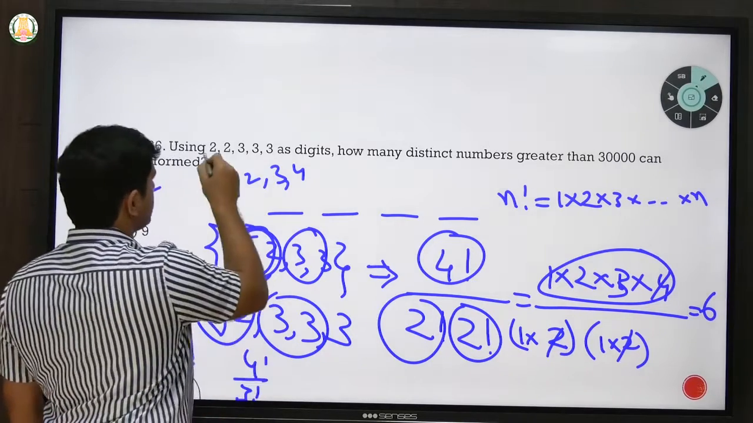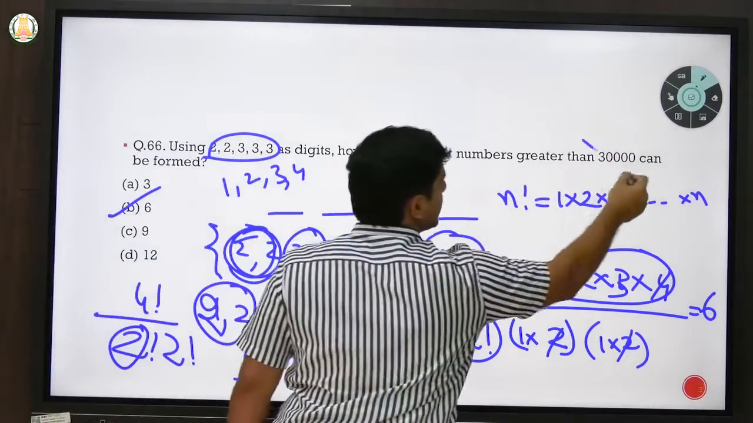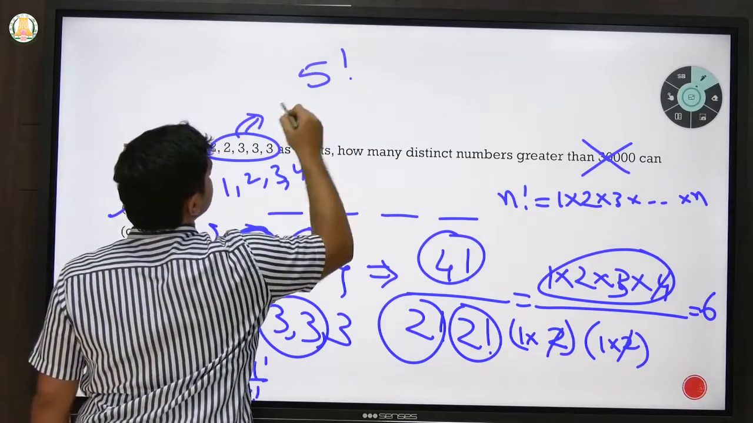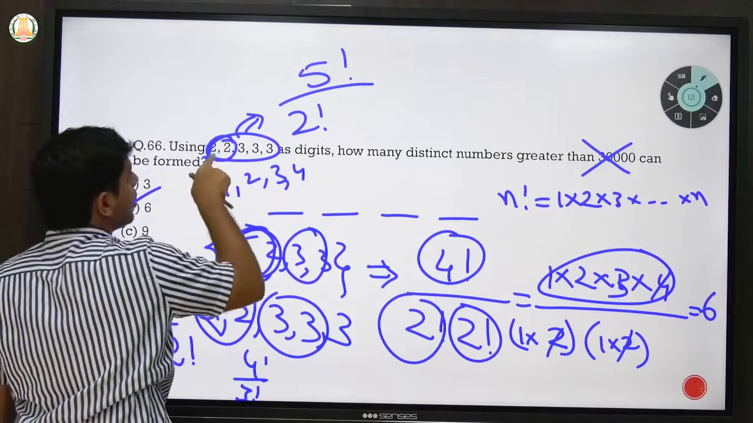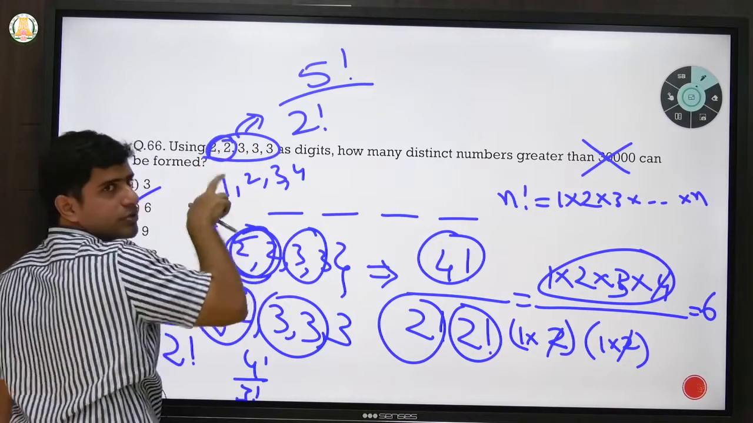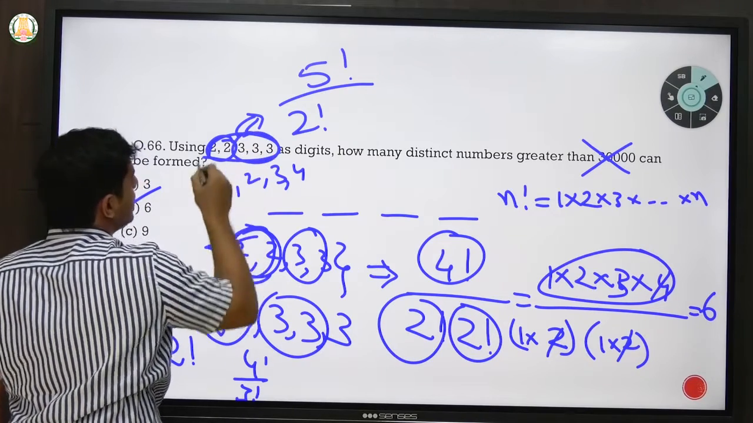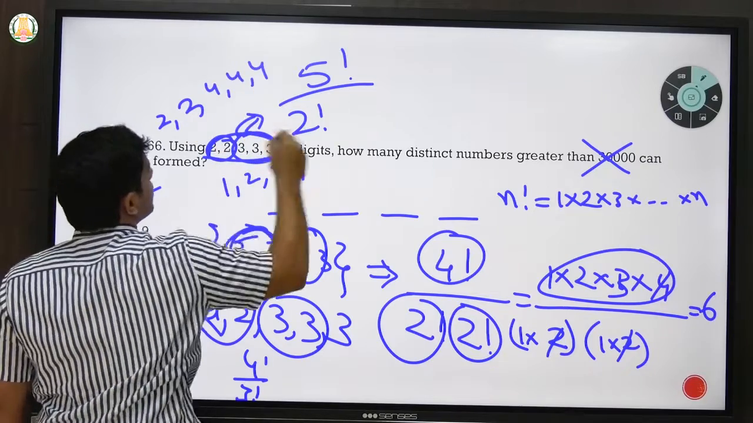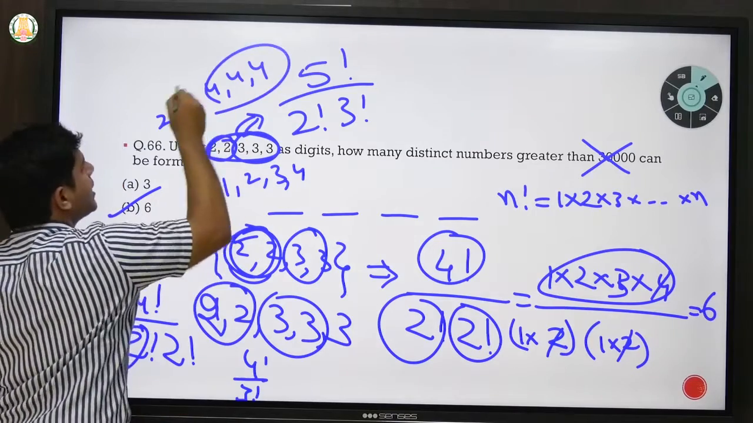So initially they have given 5 numbers. If they don't give any such condition like greater than 30,000, you can safely assume it would have been 5 factorial by 2 factorial, since this number has 2. It's not because the number is 2, it's because there are 2 2s in it. And it's not because it is 3, but there are 3 3s in it. Had it been 4 4 4 also, my answer still would have been the same, because there are 3 4s and 2 2s.